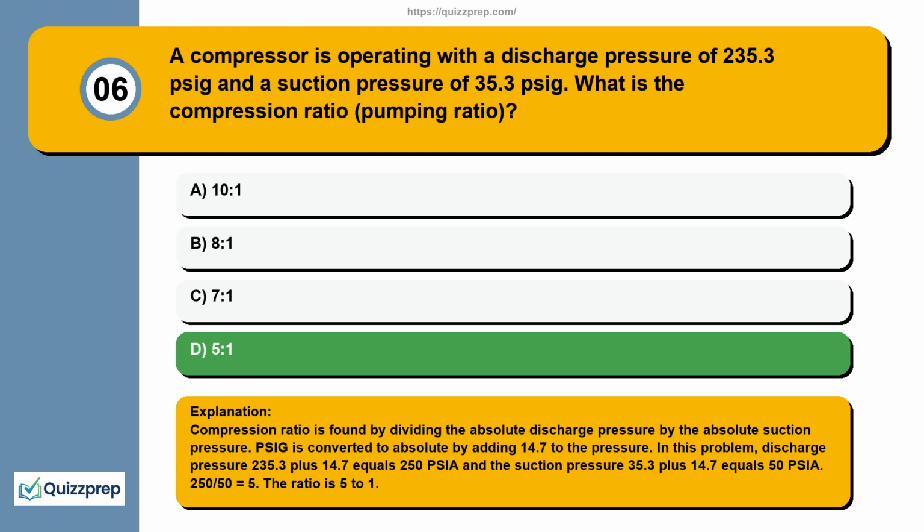Compression ratio is found by dividing the absolute discharge pressure by the absolute suction pressure. PSIG is converted to absolute by adding 14.7 to the pressure. In this problem, discharge pressure 235.3 plus 14.7 equals 250 psia, and the suction pressure 35.3 plus 14.7 equals 50 psia. 250 divided by 50 equals 5. The ratio is 5:1.